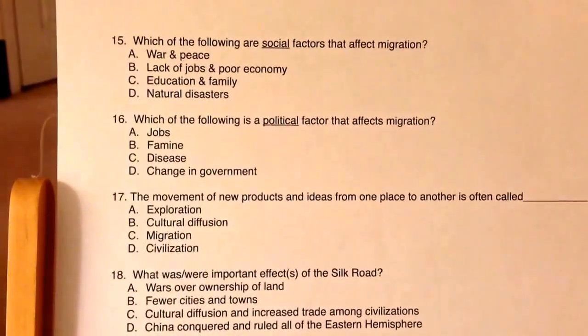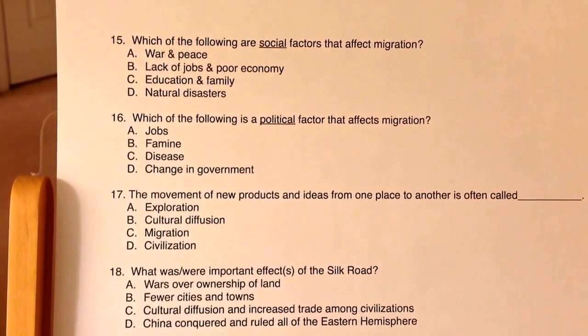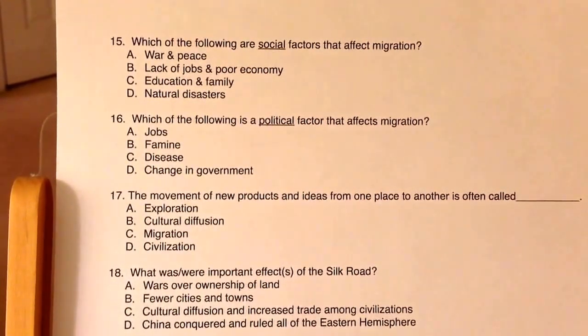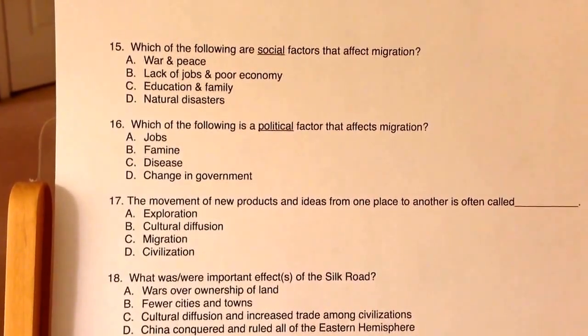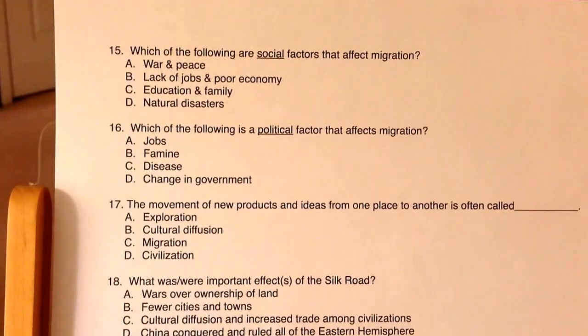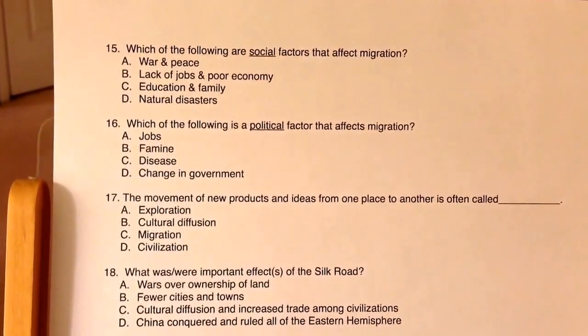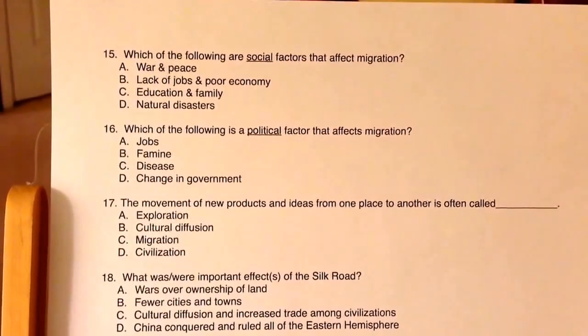Number 15. Which of the following are social factors that affect migration? A. War and peace. B. Lack of jobs and poor economy. C. Education and family. Or D. Natural disasters. 16. Which of the following is a political factor that affects migration? A. Jobs. B. Famine. C, disease, or D, change in government?